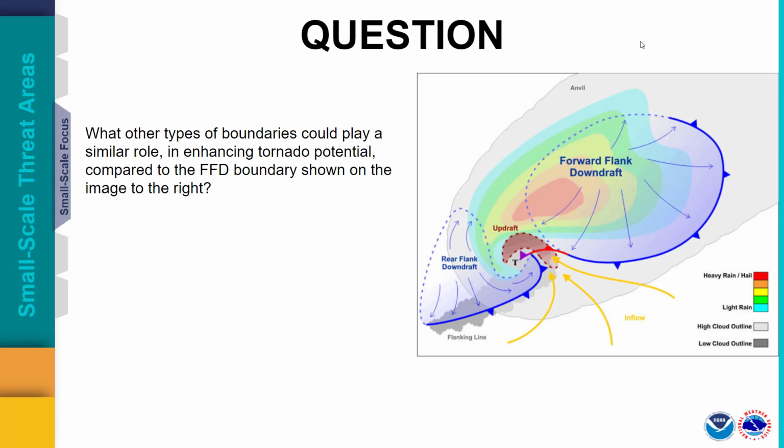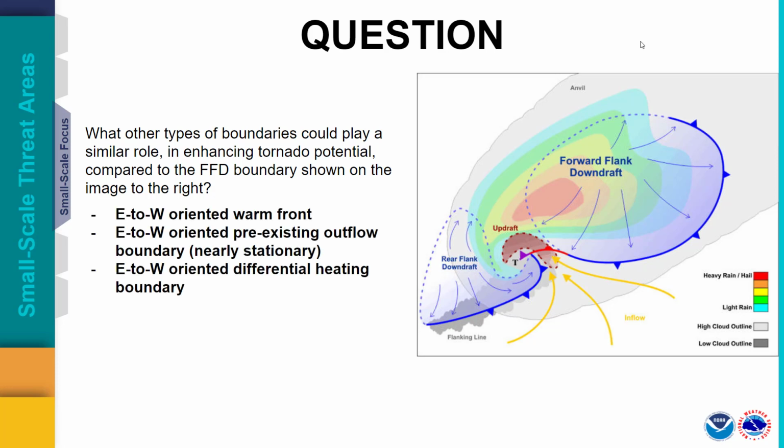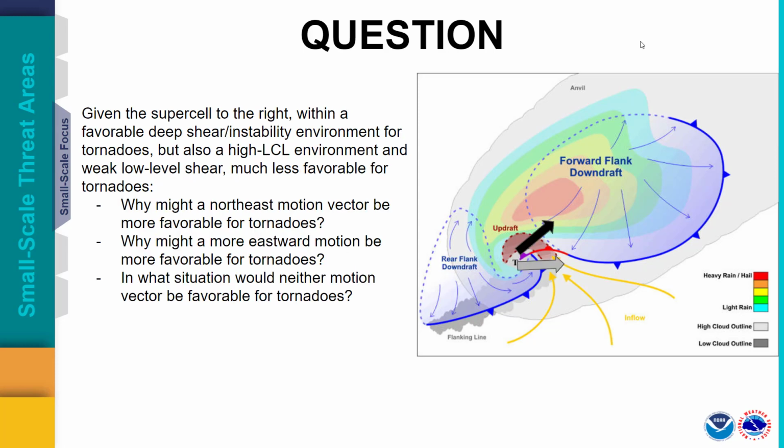This illustration shows a boundary along the leading edge of the forward flank downdraft, acting like a frontogenetic warm front with backed and enhanced inflow along it. What other types of boundaries could play a similar role? Consider, of course, an actual east to west oriented warm front with a decent thermal and moisture gradient, along with such oriented pre-existing outflow boundaries or differential heating boundaries that could interact with a storm to produce a small tornado threat window in time and space.